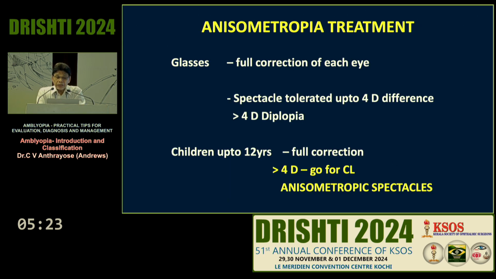Anisometropia treatment: glasses, with full correction of each eye, should be given. Spectacles tolerate up to 4 diopter difference, as I told you. More than 4 diopter may cause diplopia, then you have to go for contact lens. In children up to 12 years, full correction should be given. So for more than 4 diopter, go for contact lens or anisometropic spectacles.